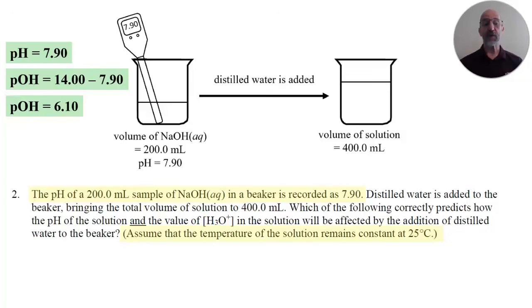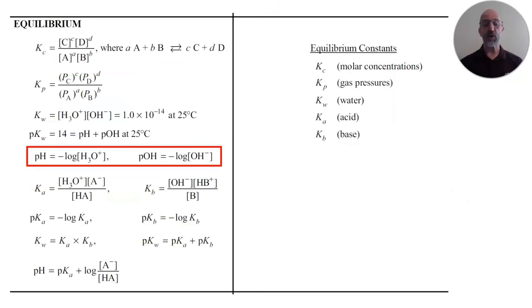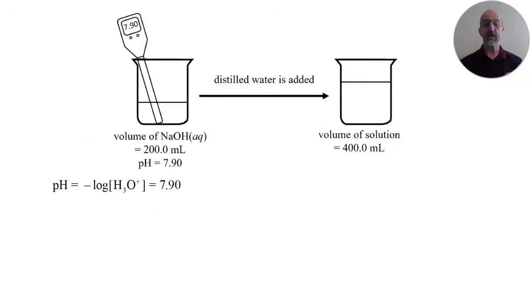Okay, well, now that I know the pH and the pOH of the solution in this beaker, I can also use these equations from the equation sheet to relate the pH to the concentration of the hydronium ion, and I can relate the pOH to the concentration of the hydroxide ion. So I will pick up my calculator, and I will take 10 to the minus 7.9, and when I do that math, the concentration of the hydronium ion works out to be 1.3 times 10 to the negative 8 moles per liter. I will go ahead and do a similar calculation to determine the concentration of the hydroxide ion.